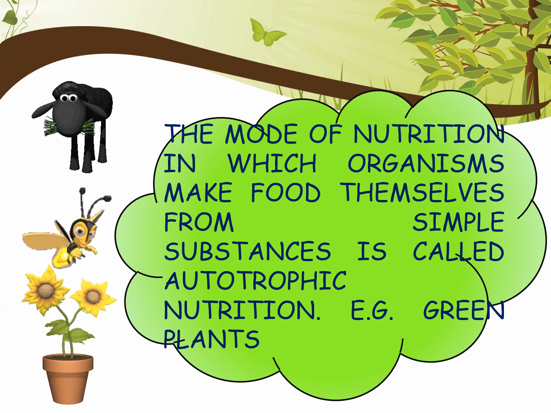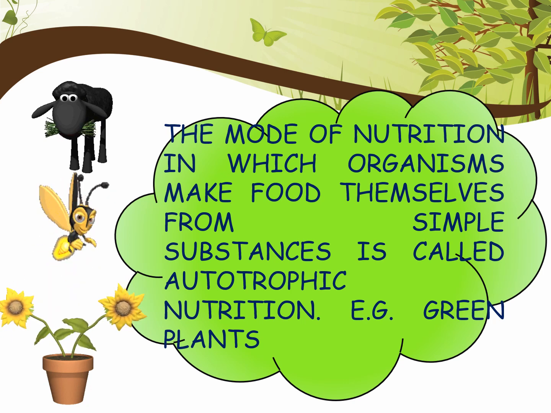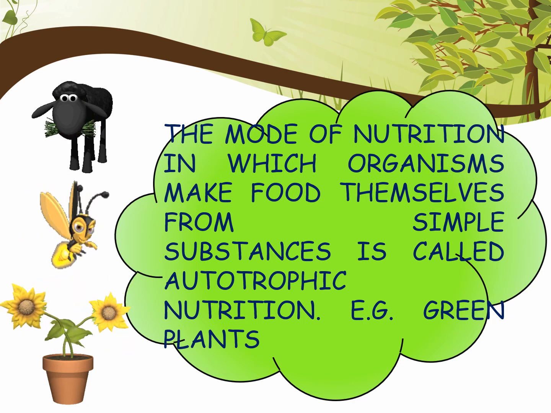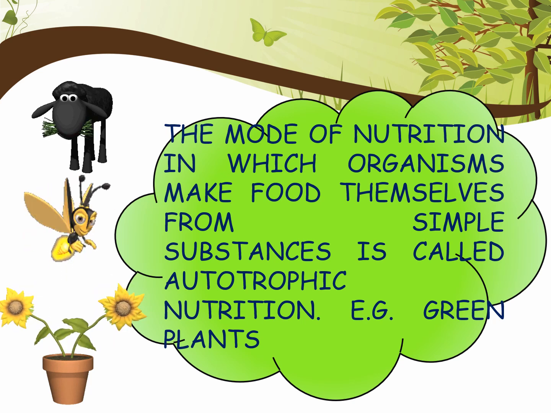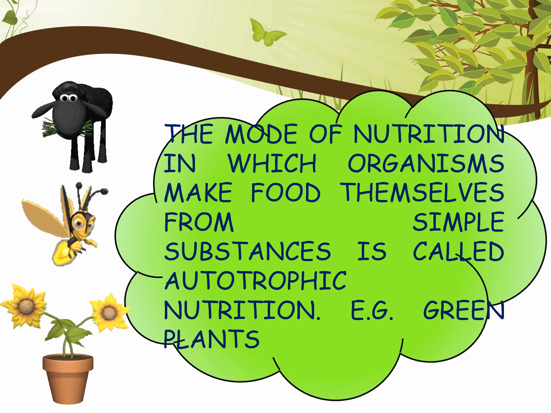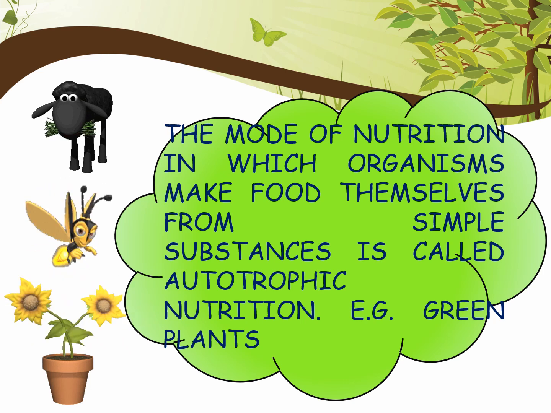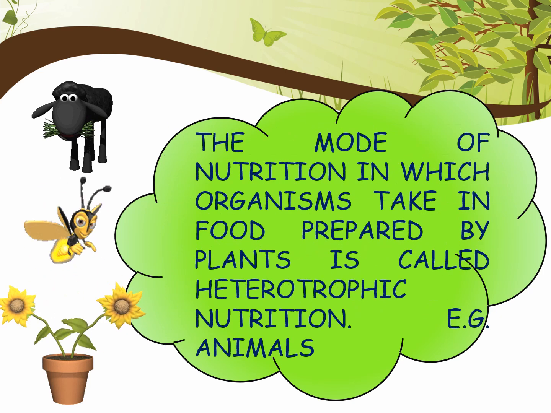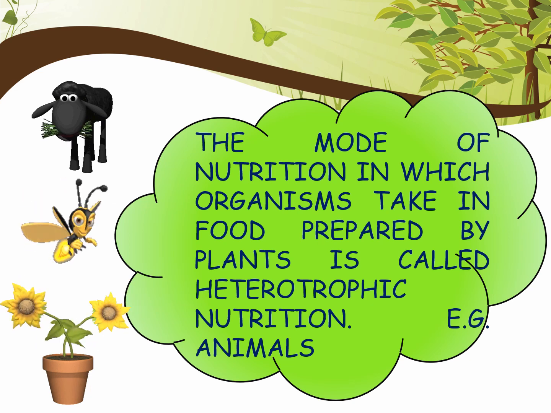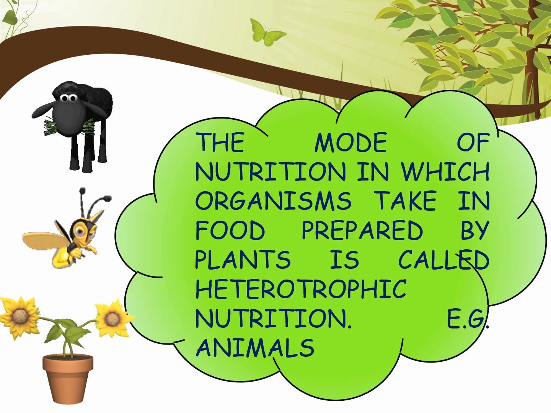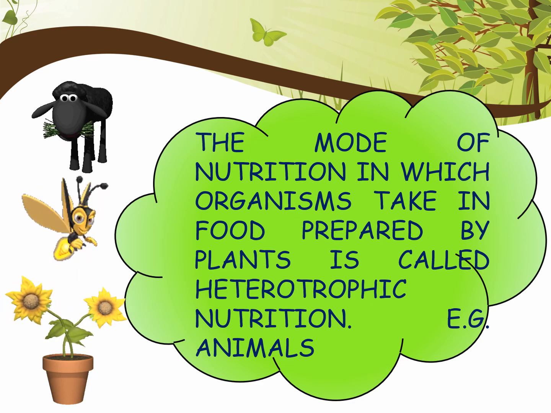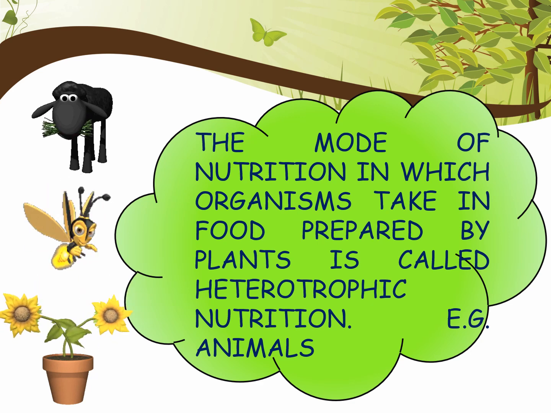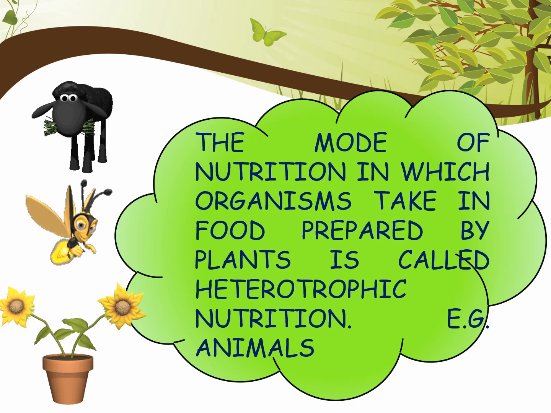The mode of nutrition in which organisms make food themselves from simple substances is called autotrophic nutrition. Example, green plants. The mode of nutrition in which organisms take in food prepared by plants is called heterotrophic nutrition. Example, animals.